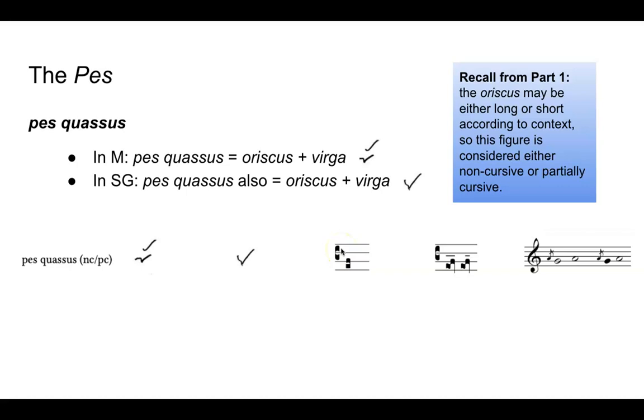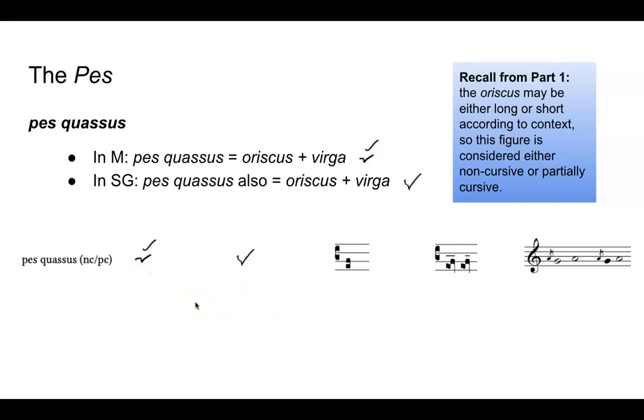The Pes Rotundus is composed of an eriscus and a virga in both the Messine and the St. Gall neumes, which is kind of nice. We just have one aspect of it to remember. Pes Rotundus is eriscus plus virga. Recall that the eriscus may be either long or short according to context. So this figure is considered either non-cursive or partially cursive.